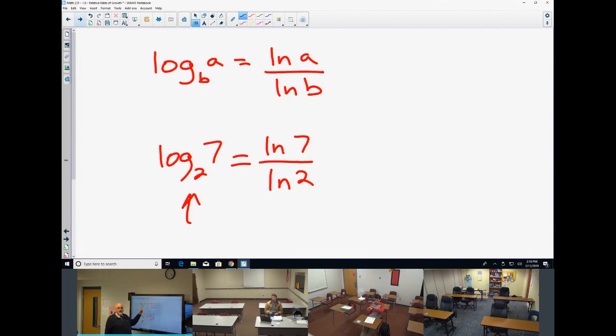So just to remind you about the change of base. Remember to always put the base on the bottom. So log base b of a is the natural log of a over the natural log of b. Log base 2 of 7 is natural log of 7 over the natural log of 2. So make sure you put the base on the bottom.